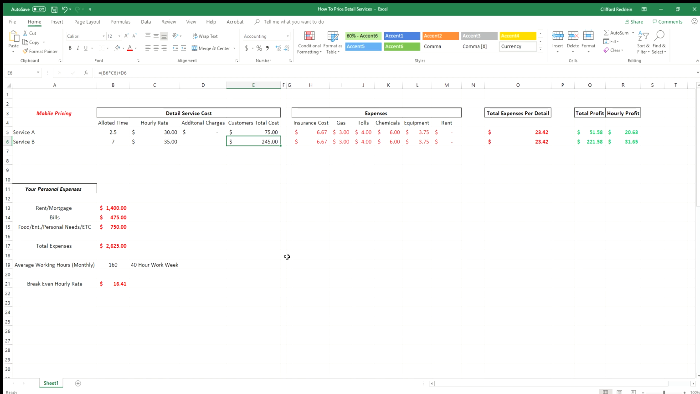Since pricing your detail services is actually one of the most important things when going full-time with your detail business, because this is going to be everything. I mean, pricing is key. Not only is your work very important, but your pricing for that work, I think, is even more important, because this is going to be the foundation of your success or failure.